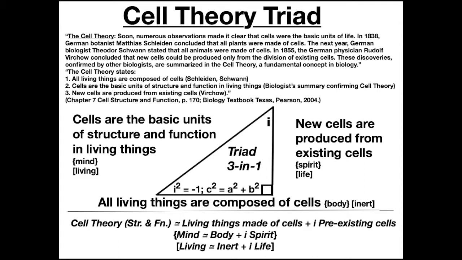Finally, at the bottom, we summarize that cell theory, as we remember structure and function, is the real part, living things made up of cells, plus the pre-existing cells. In other words, the one postulate and the other two postulates, the real and imaginary component. And likewise, mind is made up of the real component, body, and the imaginary component, spirit. And the living, likewise, is made up of the inert, the real, plus the i, life, or the imaginary component.